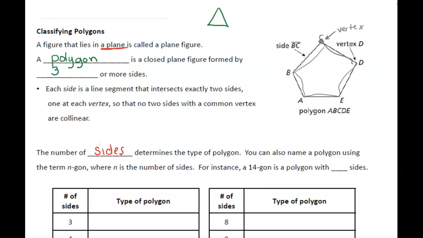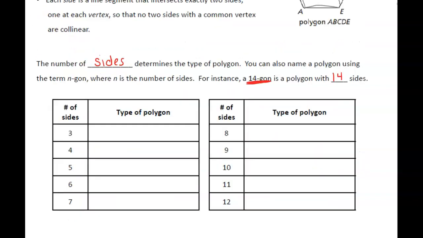All right, so the number of sides, which is also the same as the number of angles, determines what type of polygon we have. Okay, so you can name a polygon using the term n-gon when it has n number of sides. So for example, if we have a 14-gon, this is just a polygon with 14 sides.